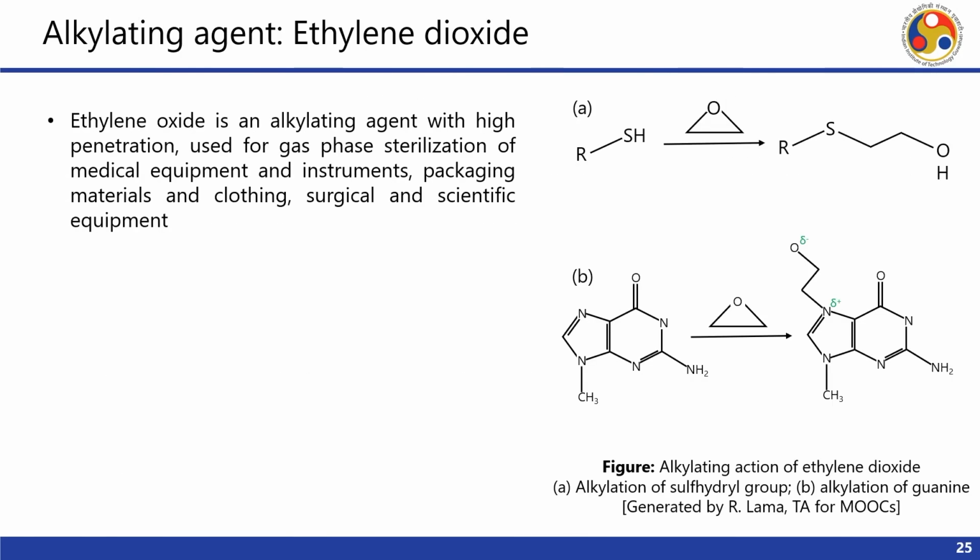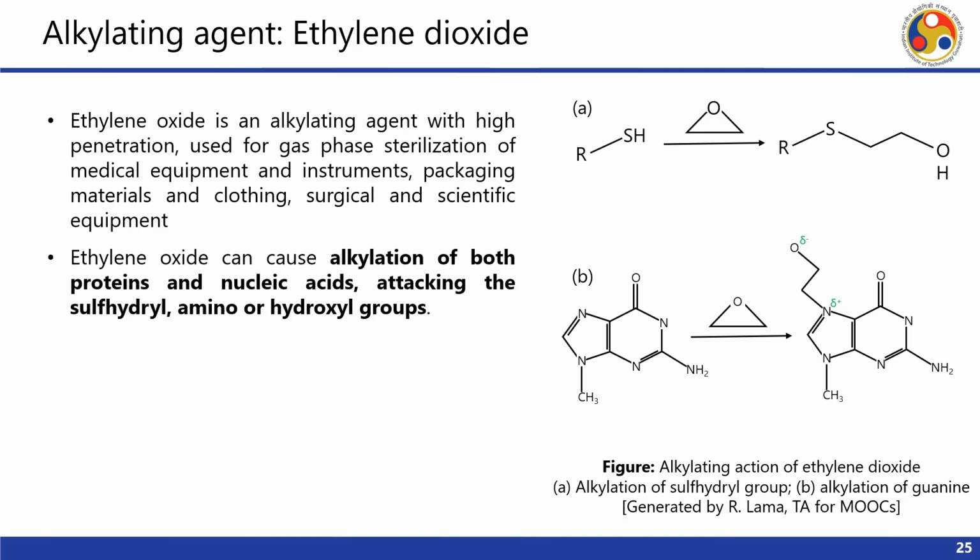Let us now discuss another class of chemicals which are used in controlling microbes, the alkylating agents like ethylene oxide. It is an alkylating agent with high penetration used for gas phase sterilization of medical equipment and instruments, packaging material and clothing, surgical and scientific equipment. Here in this figure we can see the alkylating action of ethylene oxide, alkylation of the sulfhydryl group on the top and then the alkylation of guanine in the lower figure B.